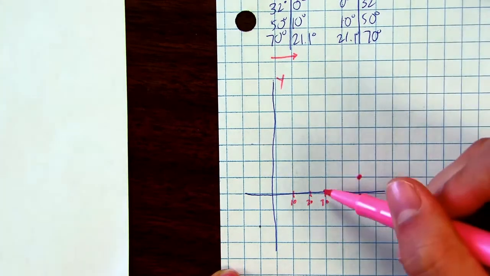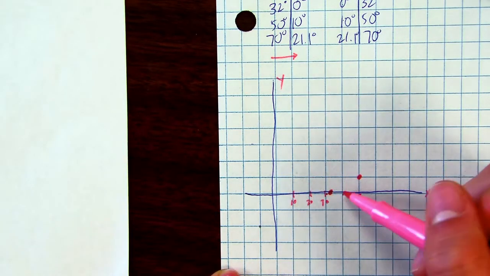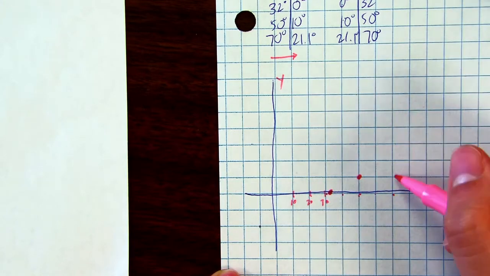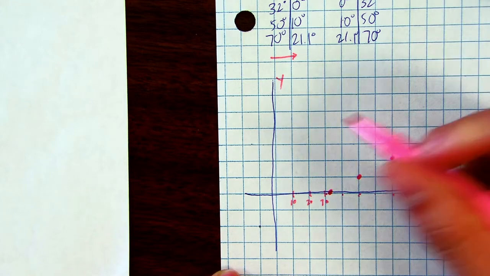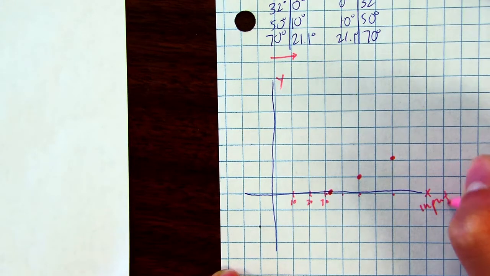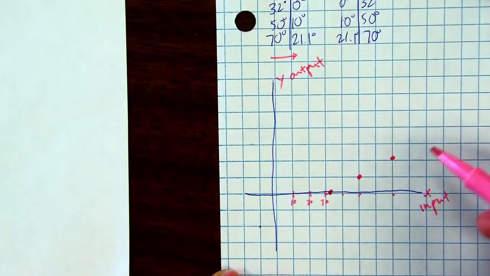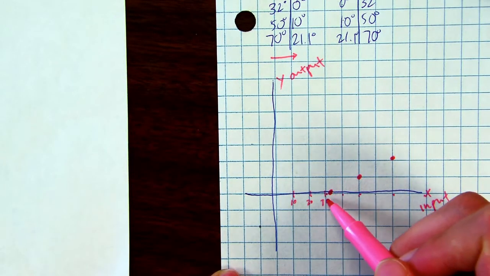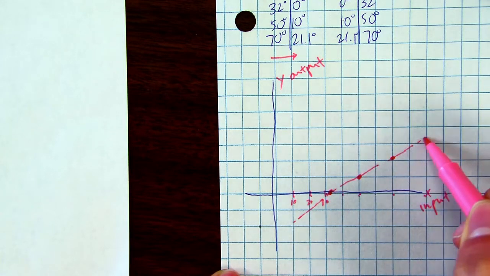And then now 70 degrees matches to 21.1. Let me graph that. 1, 2, 3, 4, 5, 6, 7, and 21. Okay. Notice how I'm just labeling these as x and y's. So this is just input, and this is output. Once I've graphed those 3 points, I know that there can be many other temperatures in between, so I can just draw a straight line through these points.